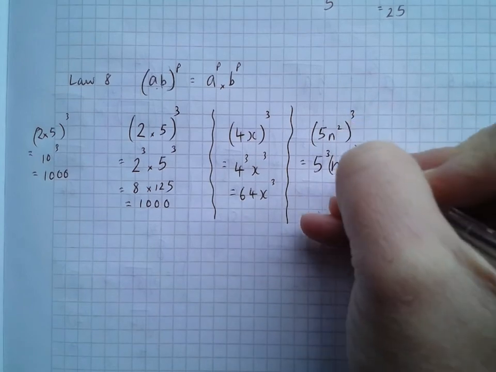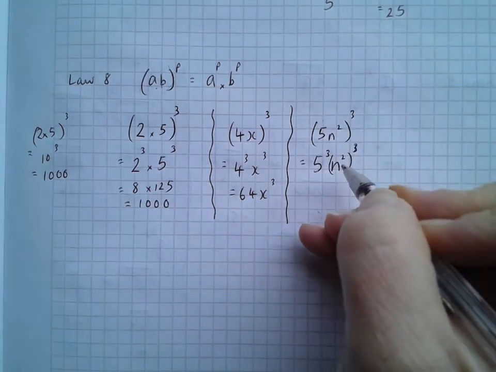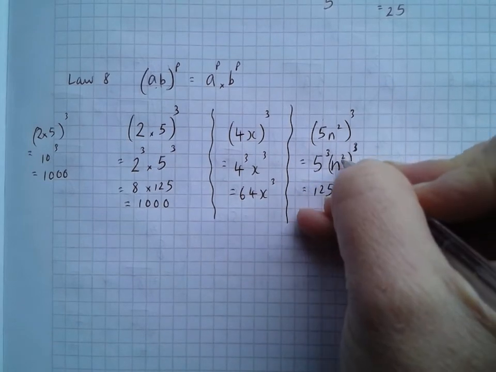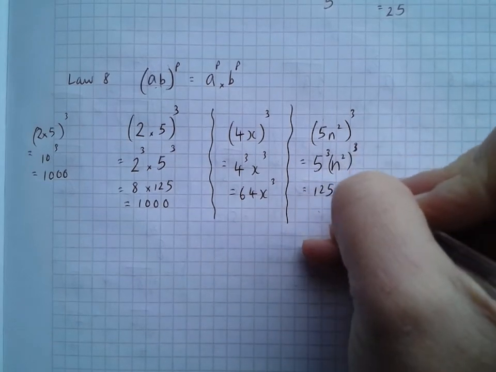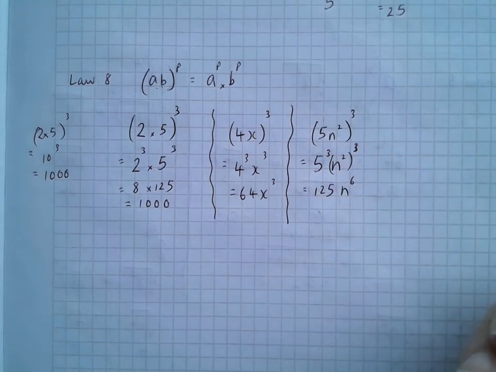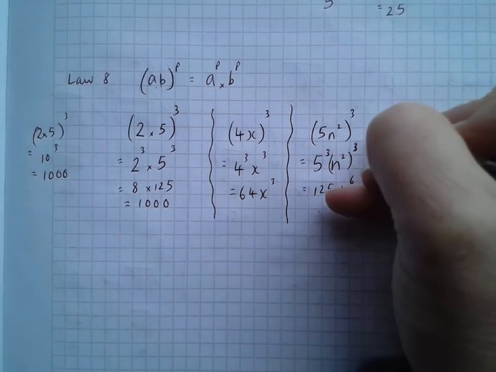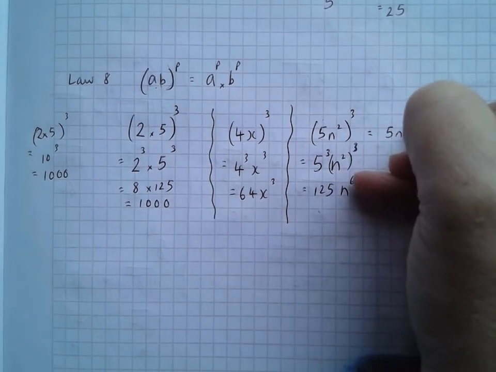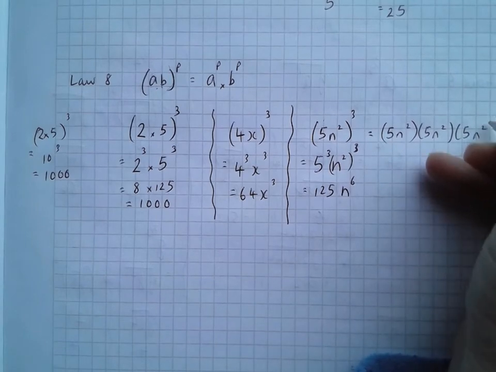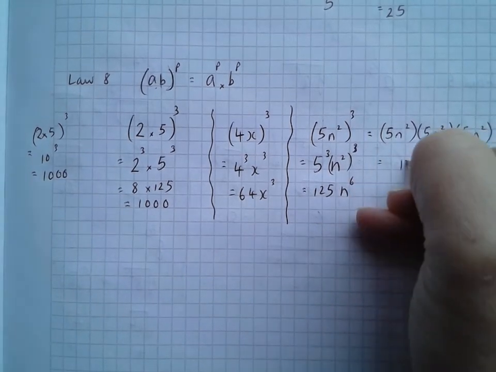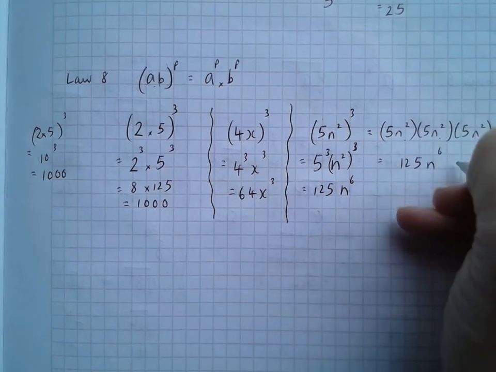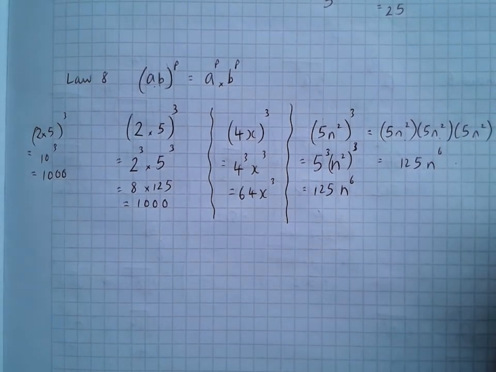Now, do you remember this from before? When you've got a power to a power, this one's fine. 5 cubed is 125. N squared cubed is n to the power of 2 times 3, which is 6. So that would be 125 n to the power of 6. Why is that? Well, that's because it's 5n squared by 5n squared by 5n squared, which is 5 by 5 by 5 is 125. N squared by n squared by n squared is n to the power of 6. So that would be that rule.